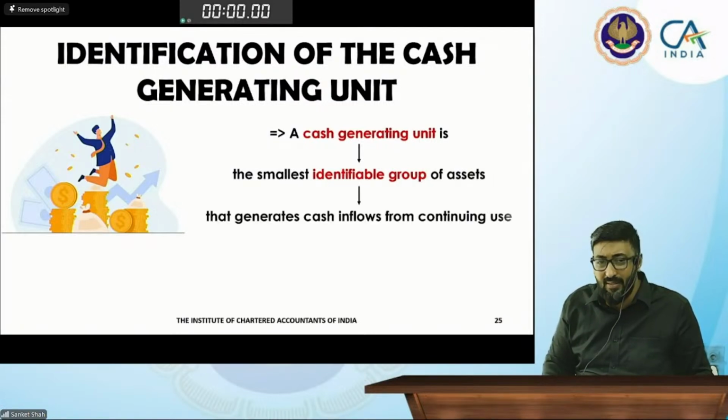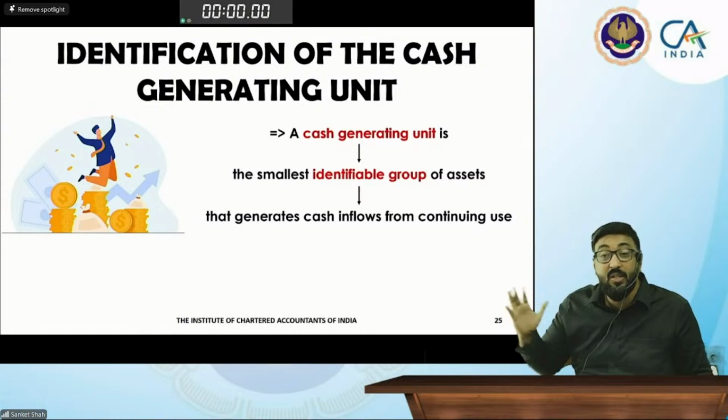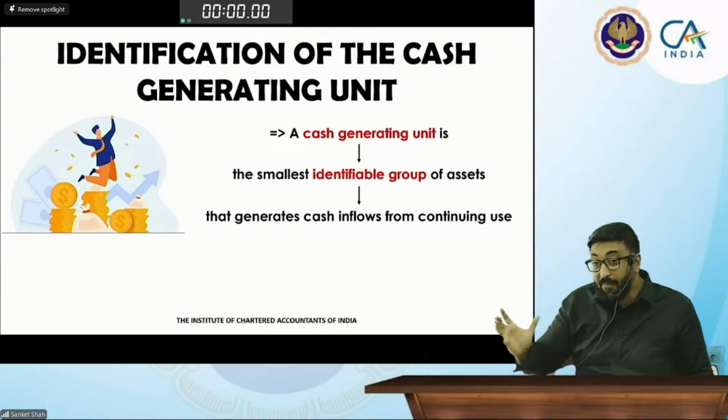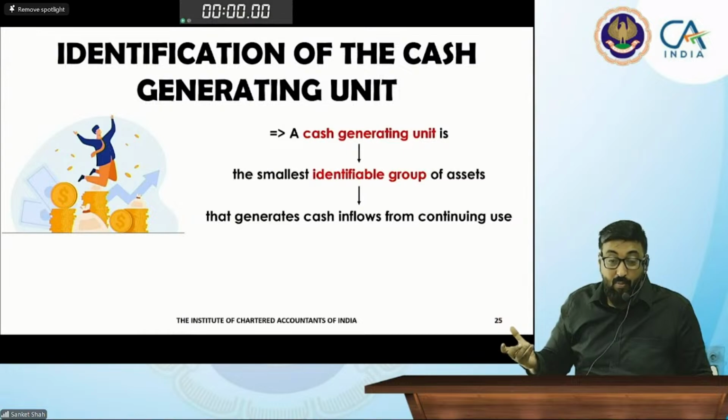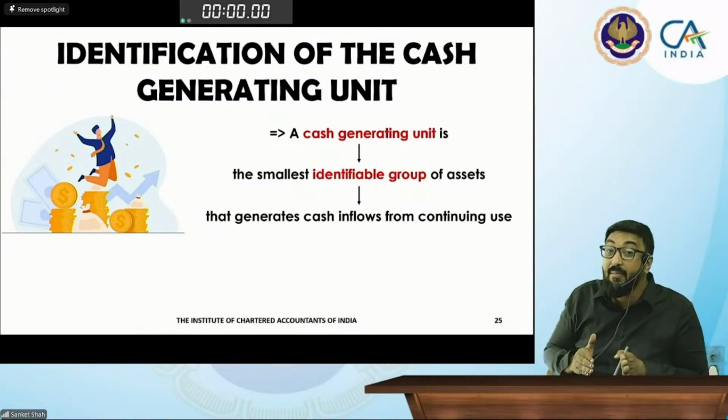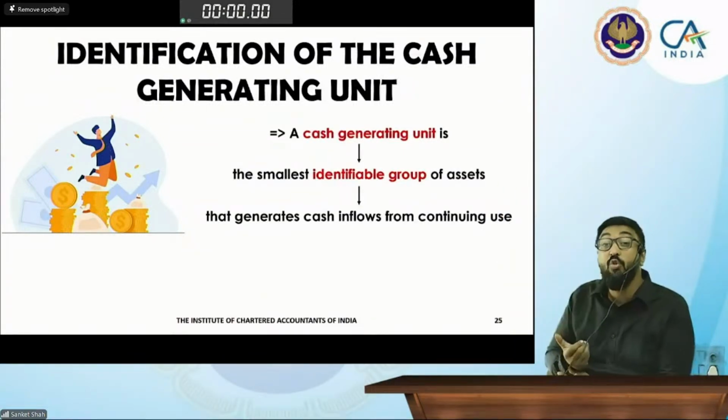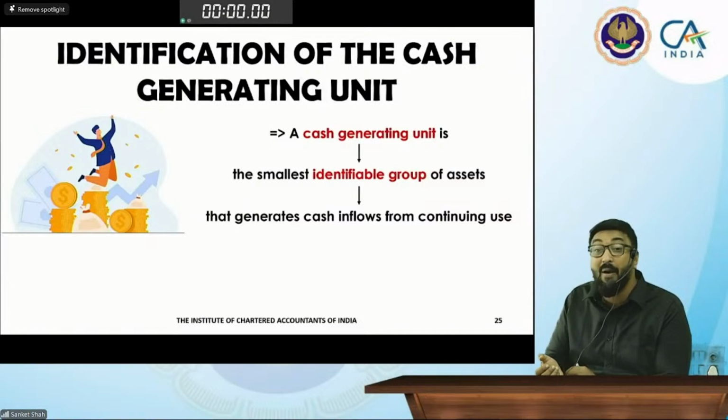Single group of assets, the smallest identifiable group of assets. So a single asset we are not going to consider. भावना, एक एसेट को ट्रीट नहीं करना है इंपेयरमेंट के लिए, झुंड में एसेट को ट्रीट करना है. वो एक एसेट का कुछ अपना अस्तित्व नहीं है, पर वो जब सबके साथ काम करेगी तो वो अच्छा कैश फ्लो जनरेट करके देगी. तो भावना, हम लोग सिंगल एसेट का इंपेयरमेंट नहीं करेंगे, हम लोग सीजीयू का इंपेयरमेंट करेंगे, वो स्मॉल ग्रुप का इंपेयरमेंट करेंगे.